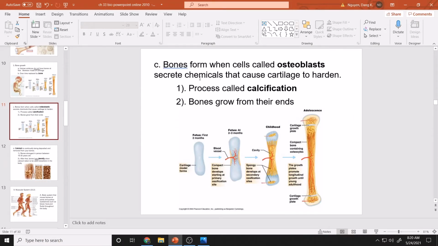Bones form and develop when you have osteoblasts, which are these types of bone cells. They start to secrete chemicals that trigger and tell the cartilage to harden over time. So this is in a process called calcification. It comes from the root calcium, so that's why it's important to take in calcium and vitamin D, because it helps your bones grow.